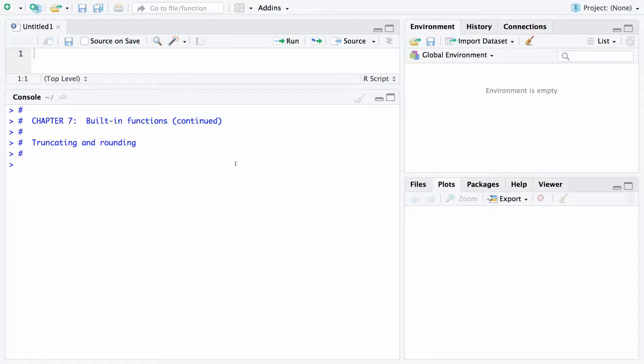We continue in Chapter 7 here, this time working on built-in functions. And within built-in functions, we're working with truncating and rounding. Once again, built-in functions are functions that exist in R and not ones that you would write yourself. In Chapter 8, we'll move on to user-written functions, and those are functions that you'll write for specific tasks that you want done.